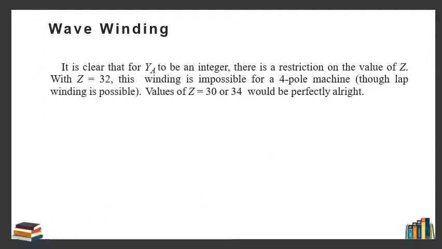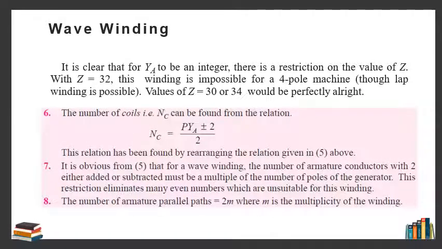It is clear that for average pitch YA to be an integer, there is a restriction on the value of Z. With Z equal to 32, this winding is impossible for a 4-pole machine. Value of Z equal to 30 or 34 would be perfectly alright. Number 6, the number of coils, that is NC, can be found from the relation NC is equal to P into (YA plus minus 2) divided by 2.